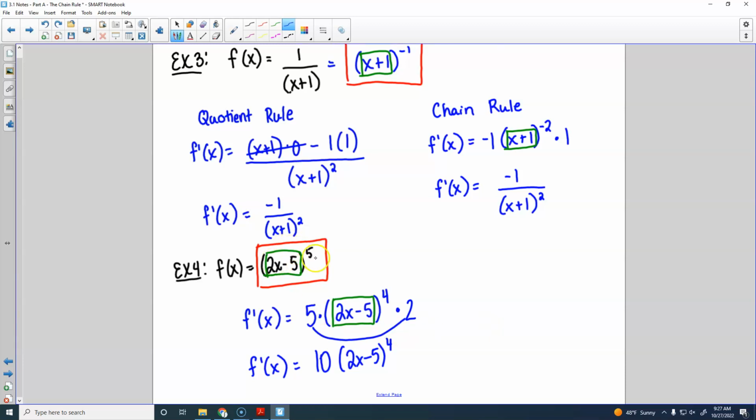That is taking the derivative is what we're doing. So we're multiplying out front by that exponent and then decreasing the exponent by 1. So it's like the power rule. It's like you're taking the derivative of x to the 5th, which would be 5x to the 4th. But instead of having this x right here, we have the 2x minus 5. So that's what's happening there. Okay?